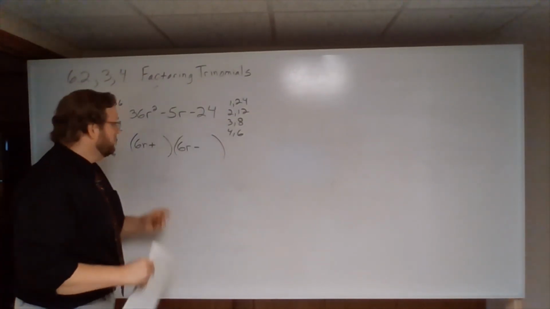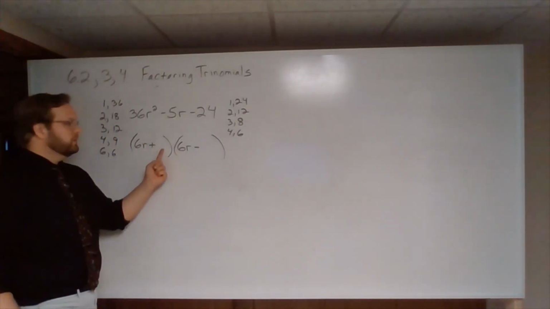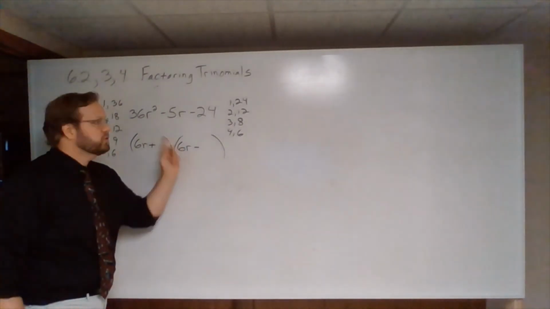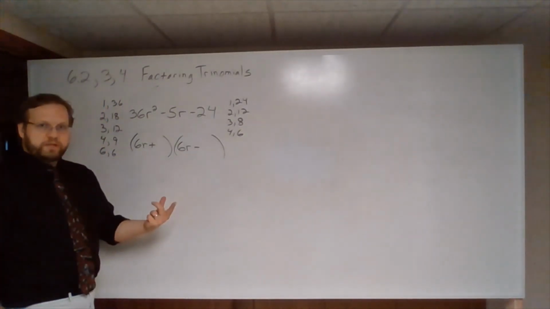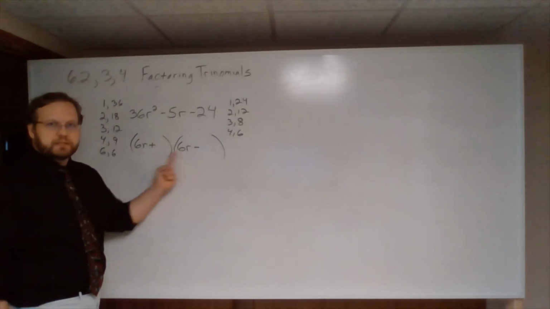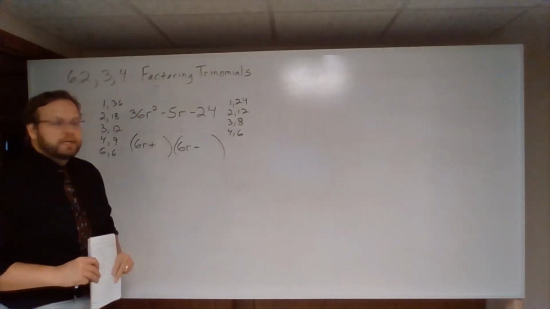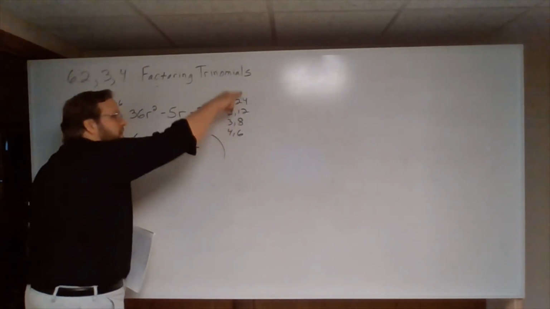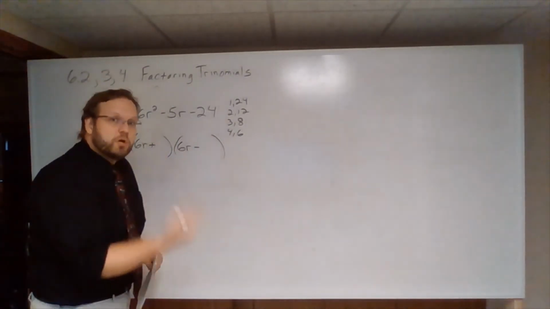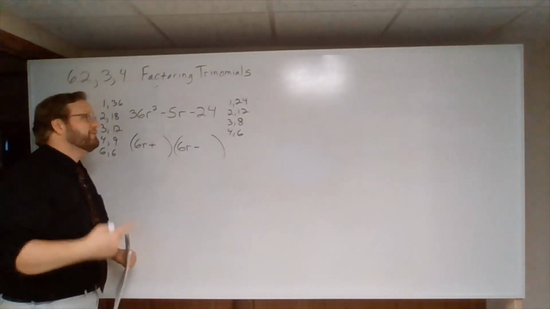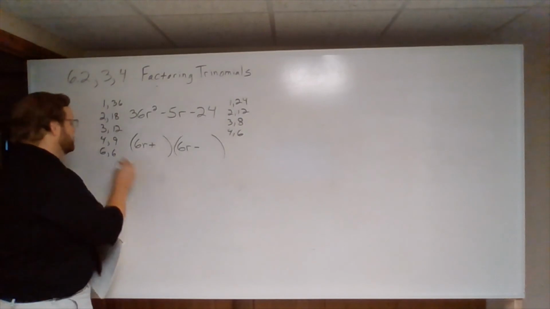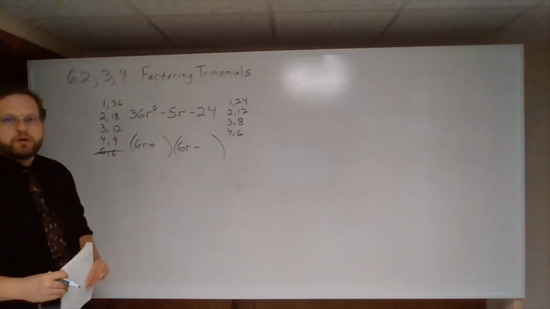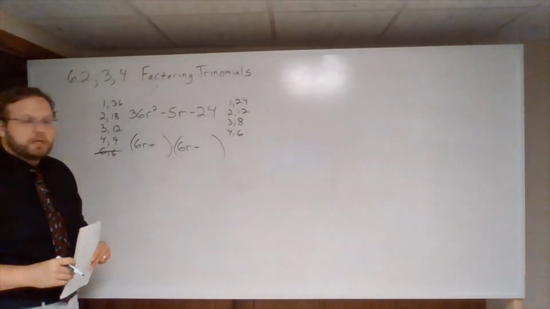2 and 12. I can't put a 2 with a 6. I can't put a 12 with a 6. 2 and 12 are out. 1 and 24. I can't put a 24 with a 6. 1 and 24 are out. That means when I have these 6s, none of these will work. And I know that because they're going to give me a GCF that I shouldn't have. So 6 and 6 is completely gone. That wasn't a good option.